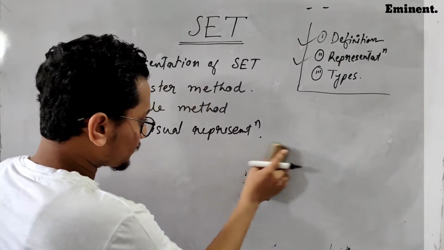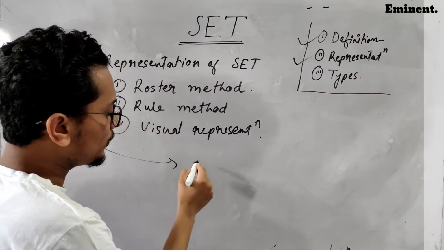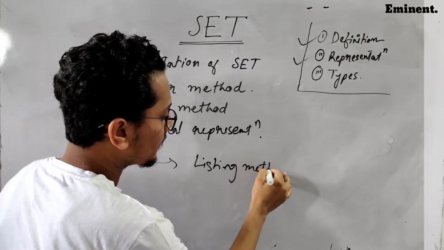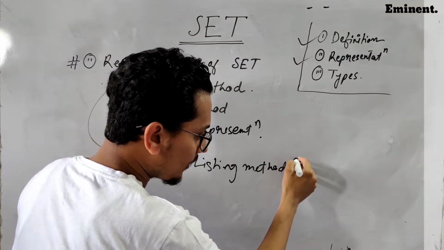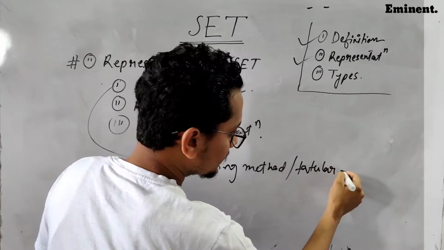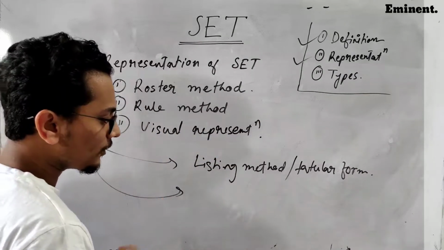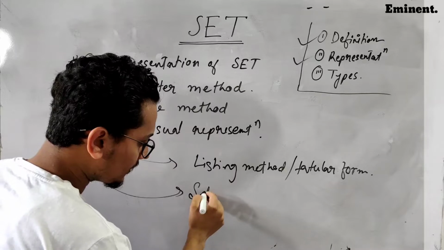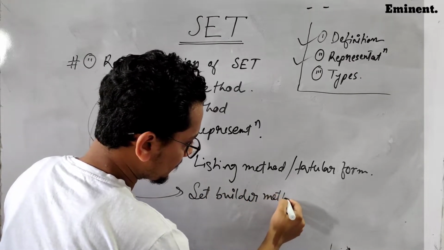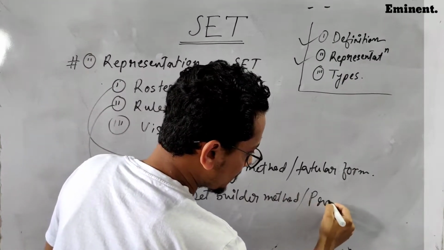Okay, now the roster method is also known as the listing method, also tabular form. And the rule method is also known as the set builder method, and property form.